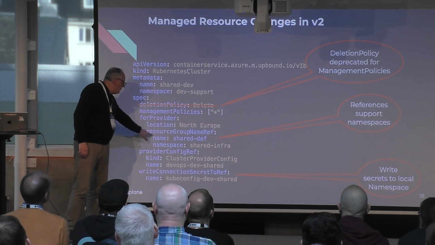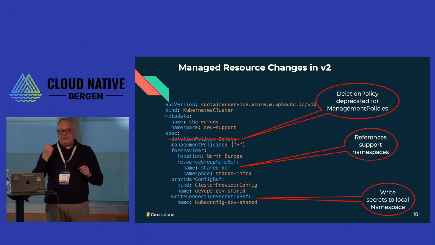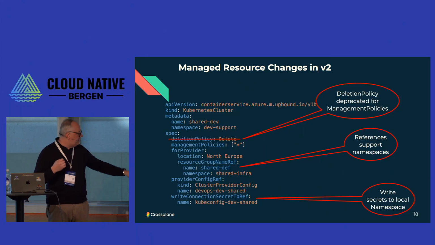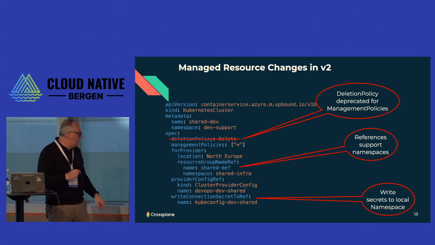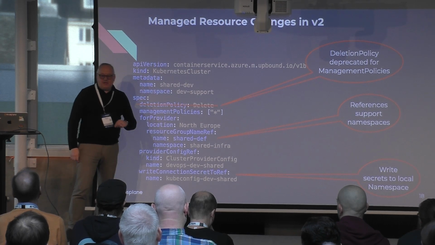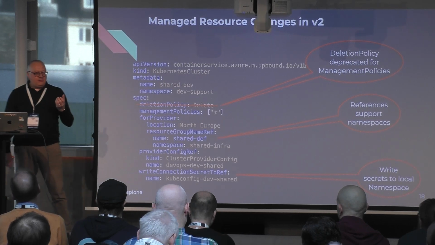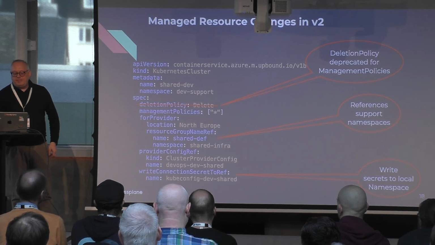Crossplane managed resources can look at other resources on the cluster and pull their fields out of them. This has to be built in. For example, in this case, a resource group name ref means that it knows how to pull a resource group from an Azure resource. This is built into the provider. This used to be cluster scoped, now it's namespace scoped. And then the other thing, as we said, is that Crossplane resources could write secrets. They used to be able to write them anywhere, now it just writes them to the local namespace.